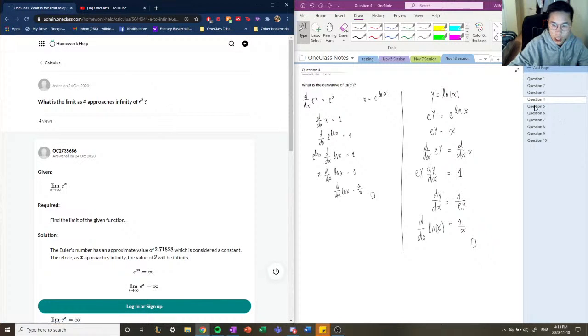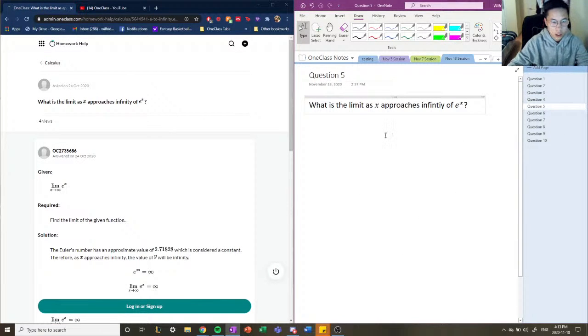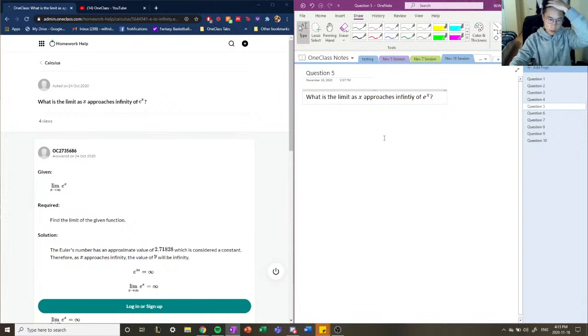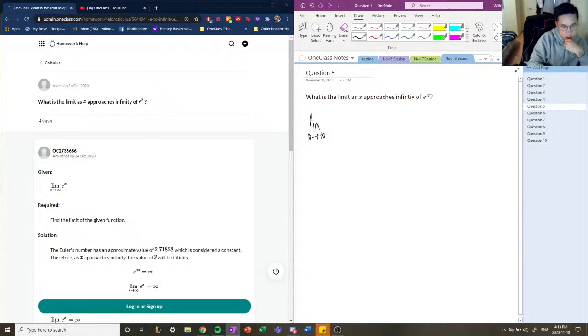All right, let's move on to question number 5. So question number 5 reads, what is the limit as x approaches infinity of e to the x, okay? So they're basically asking us, if we write it in conventional notation, what is the limit? So this is the limit notation when x approaches infinity of our function e to the x.